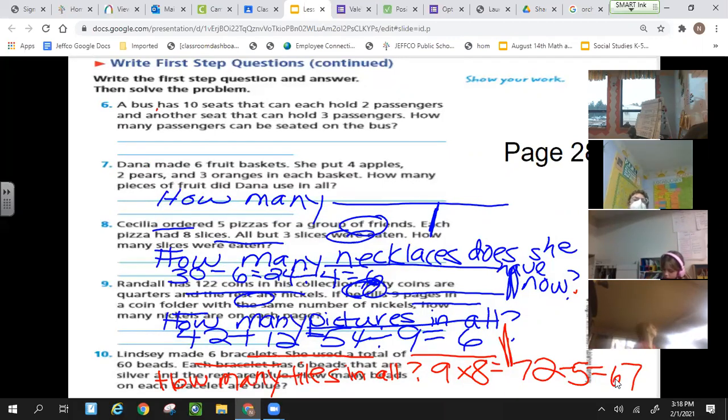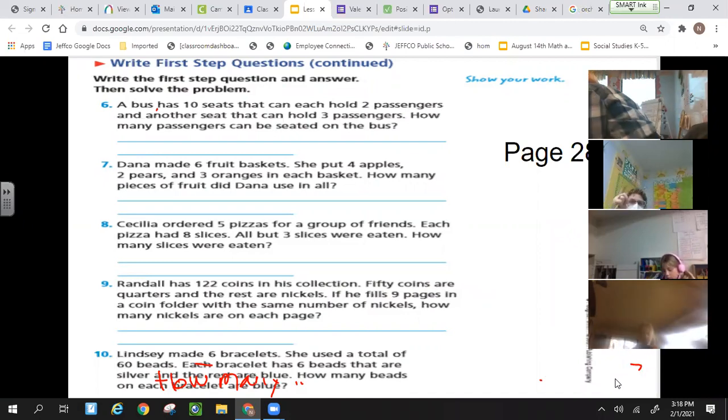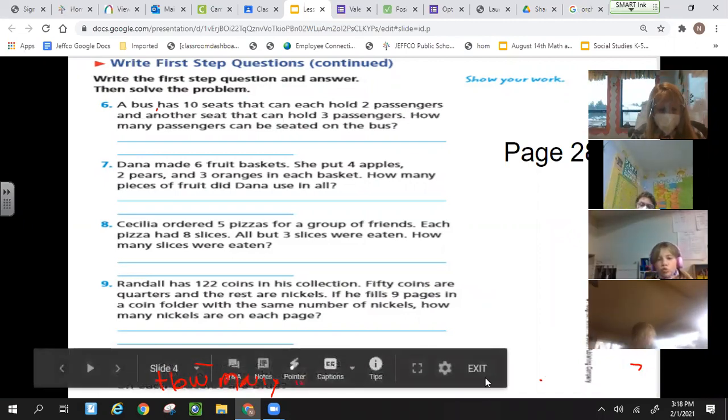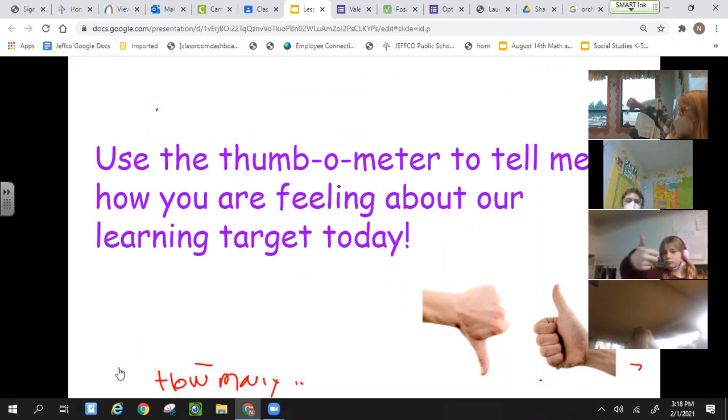All right, so that is a quick review of 2-step word problems. Well, we have done 2-step word problems before. It is not our first time. We did them actually closer to the beginning of the school year. I don't know if you guys remember. So quickly, how are you feeling about 2-step word problems after our quick practice?